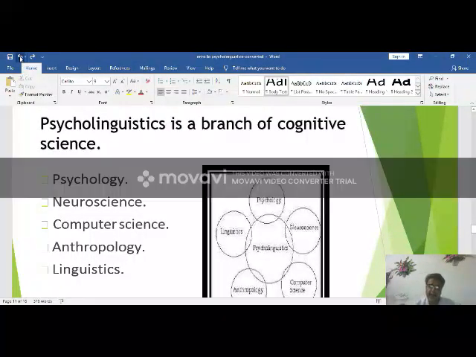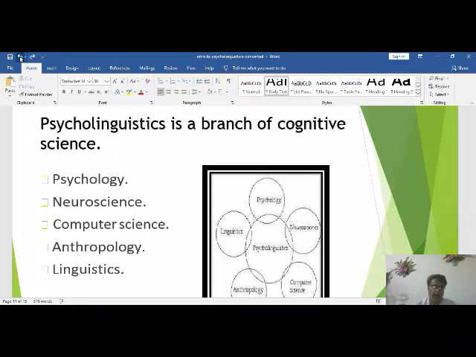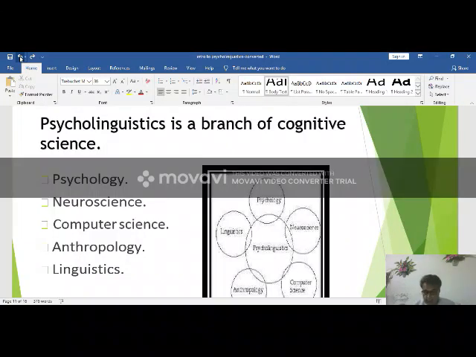Psycholinguistics basically is a branch of cognitive science. What cognition takes place there? How is language cognitively processed in our mind? And obviously cognitive science also relates itself to psychology, because the human mind is there, neuroscience and computer science, anthropology and linguistics.